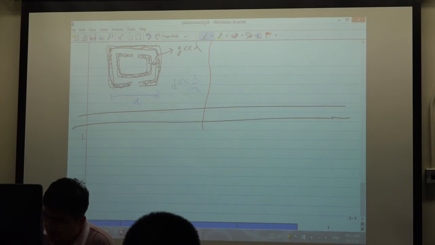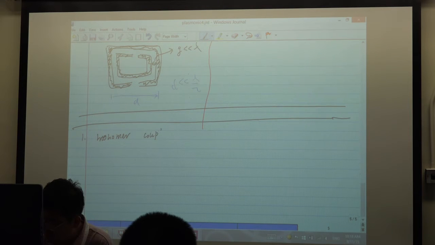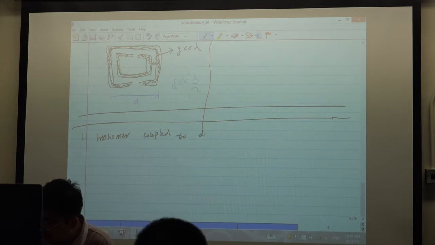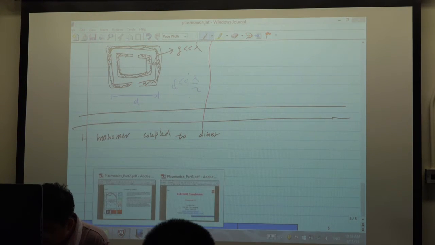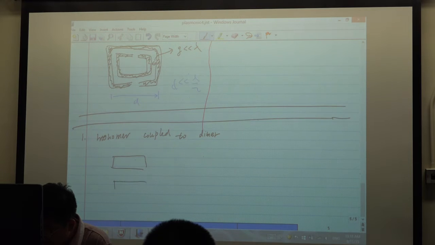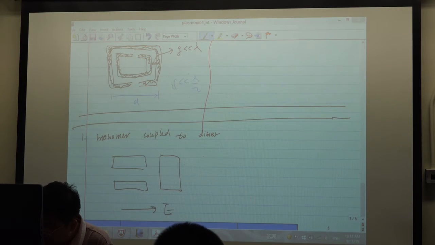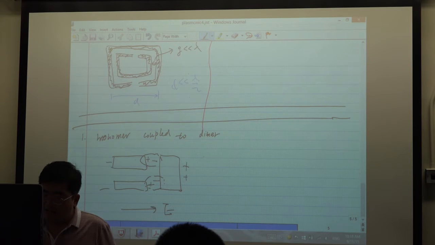Why is the monomer coupled to the dimer? This is a very good example. My E field is polarized along here. This is positive, this is negative. This is positive, this is negative. You can see here, this is an attraction force. So everything is a dipole mode, this dipole.